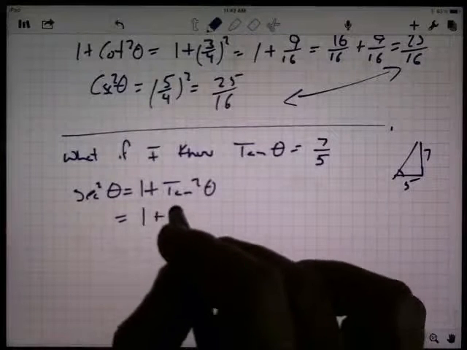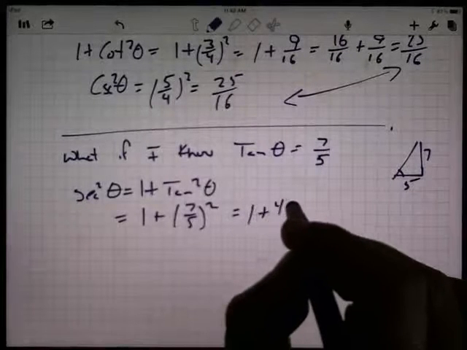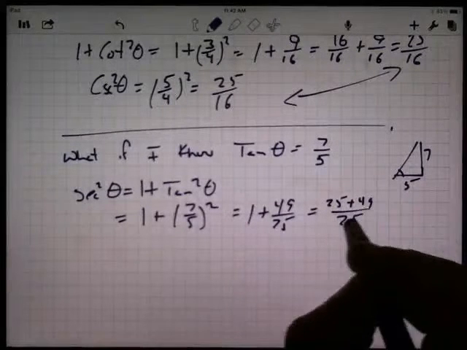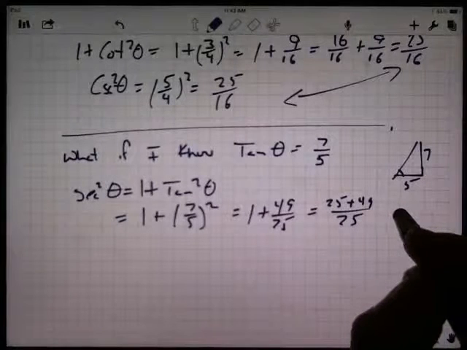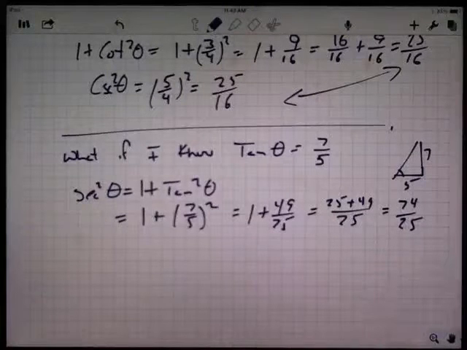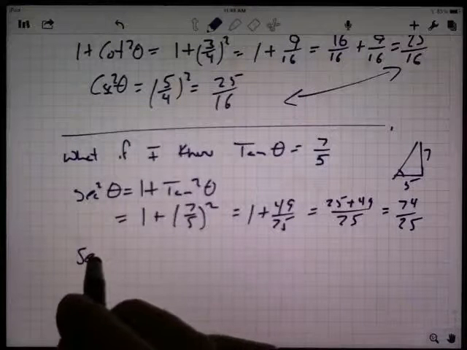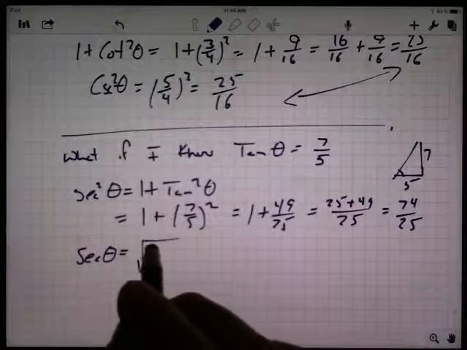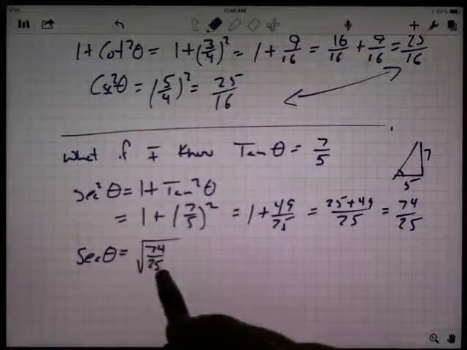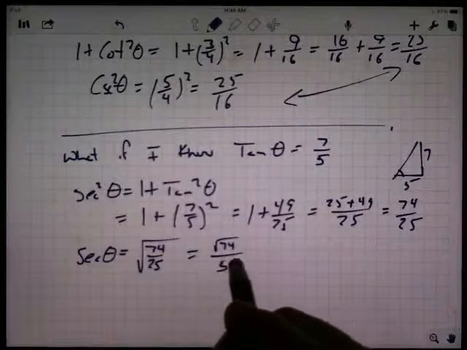So this is 1 plus 7 over 5 squared, which is 1 plus 49 over 25, which is 25 plus 49 over 25, getting a common denominator, for a grand total of 74 over 25. So the secant squared of theta is 74 over 25, which means that the secant of theta is the square root of that. To take the square root of a fraction, you take the square root of the top and the bottom. So this is the square root of 74 over the square root of 25, which is 5.